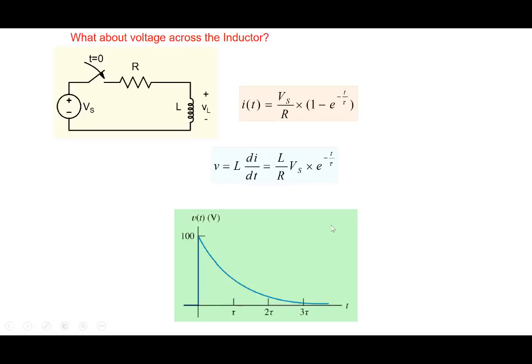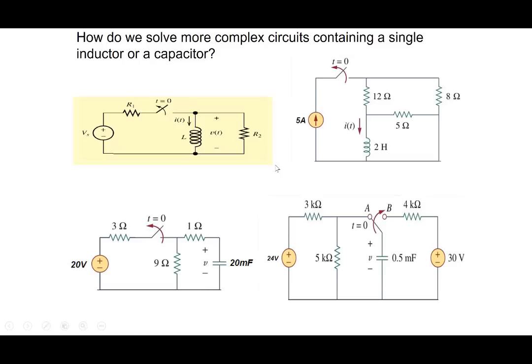Okay. So we have seen simple RC circuit in the charging mode, discharging mode. We just saw how an RL circuit behaves when suddenly connected to a voltage source. And so what about more complicated circuits?